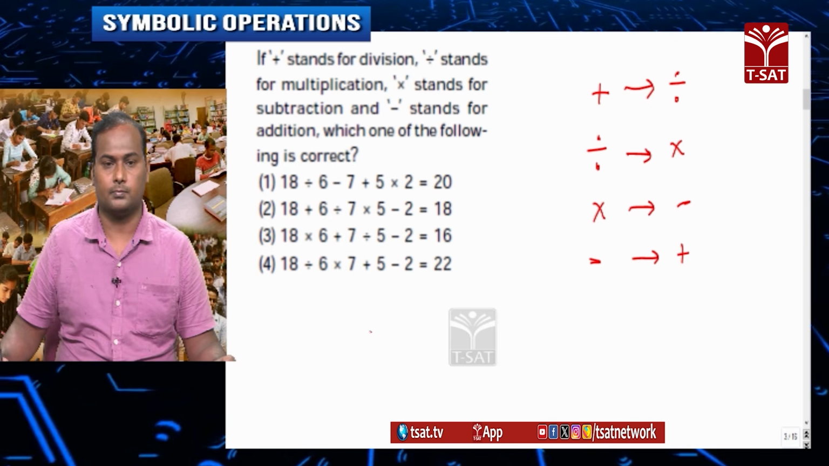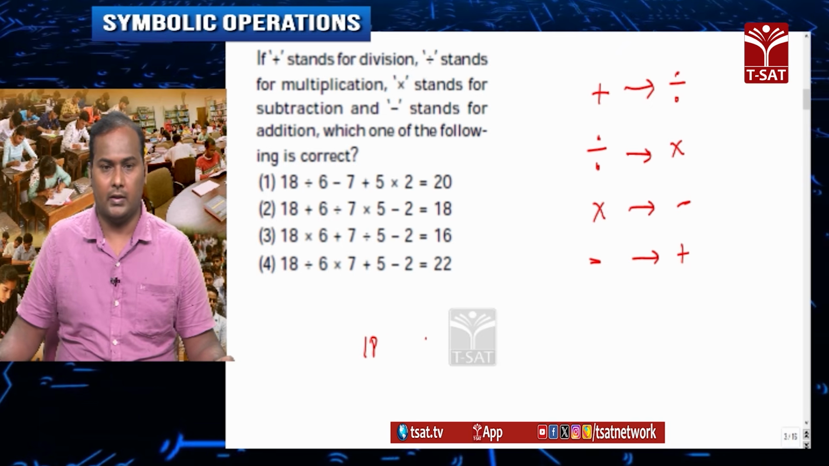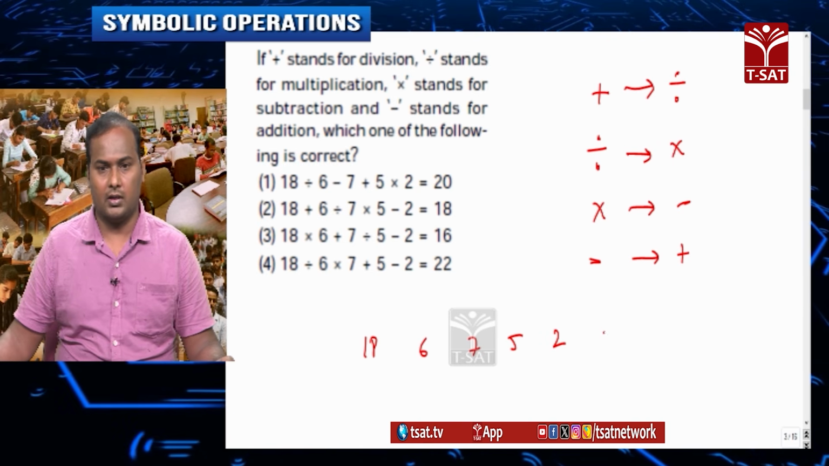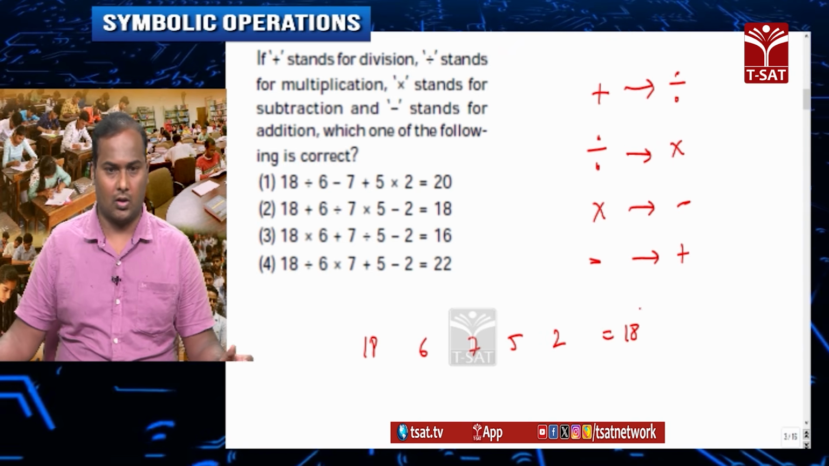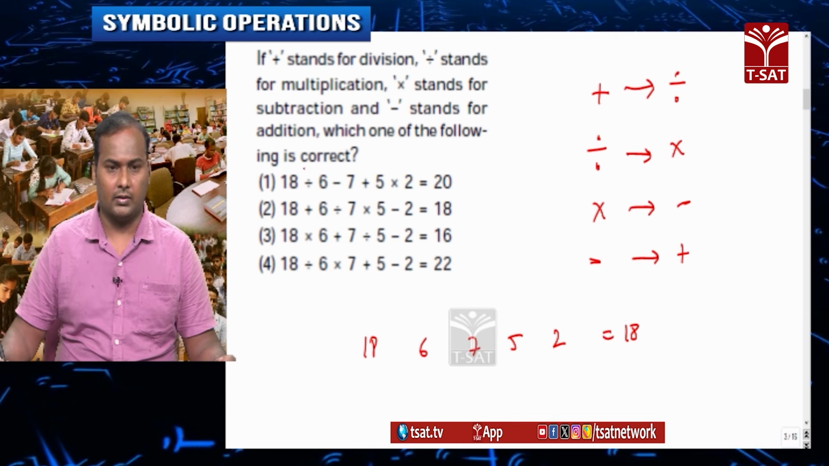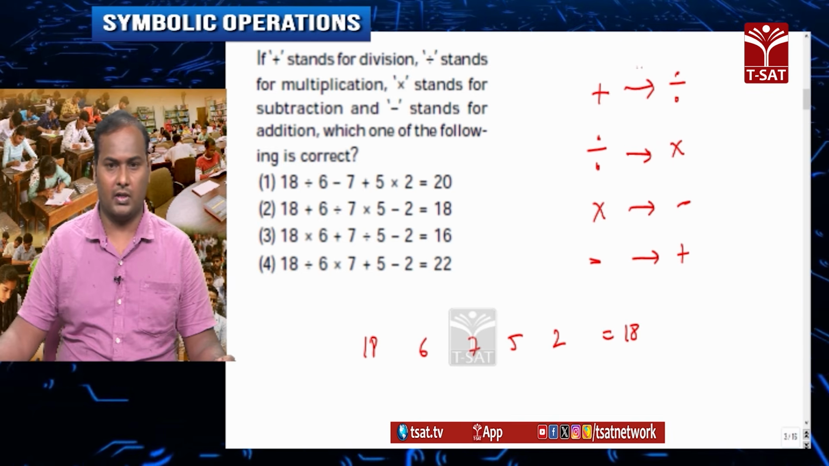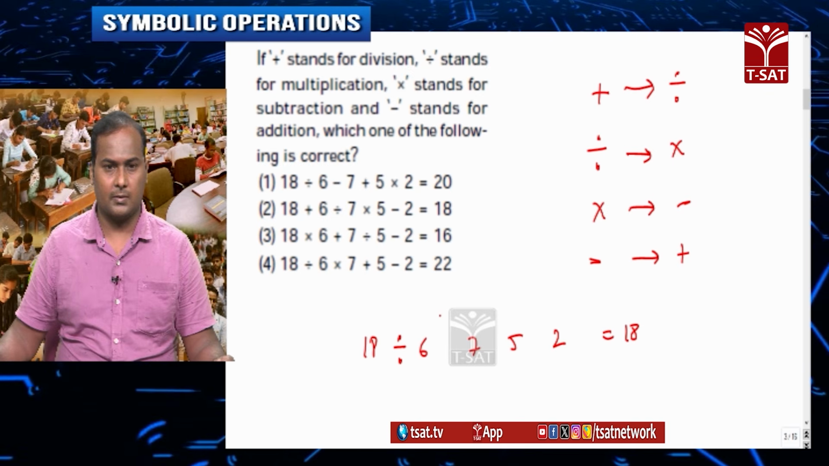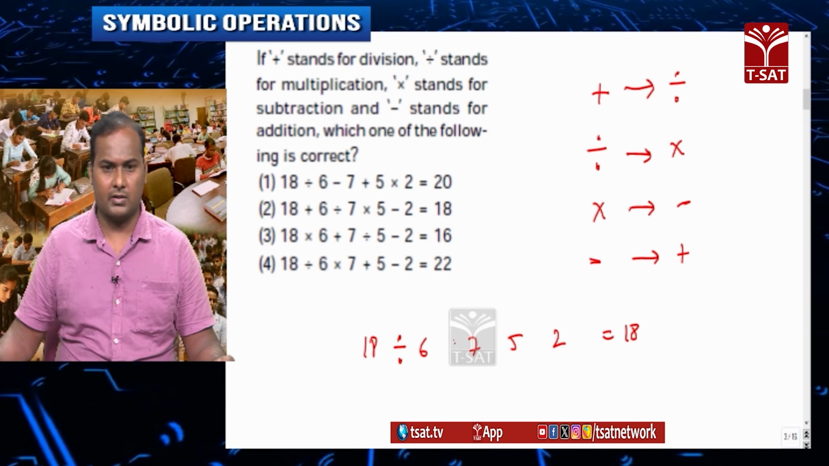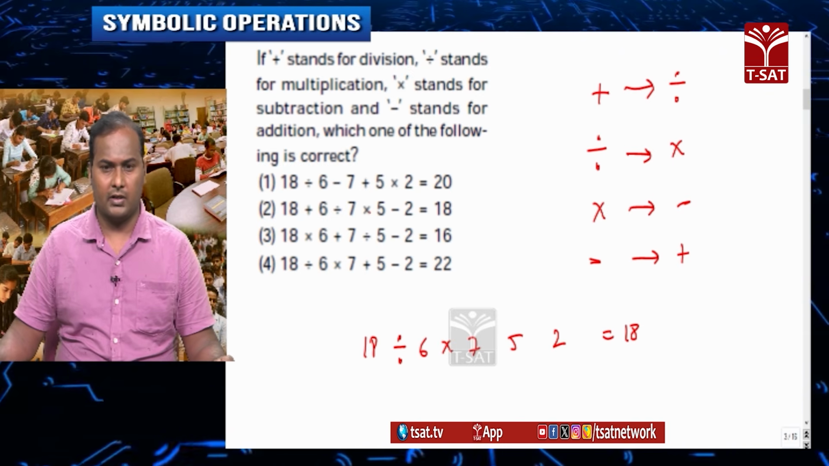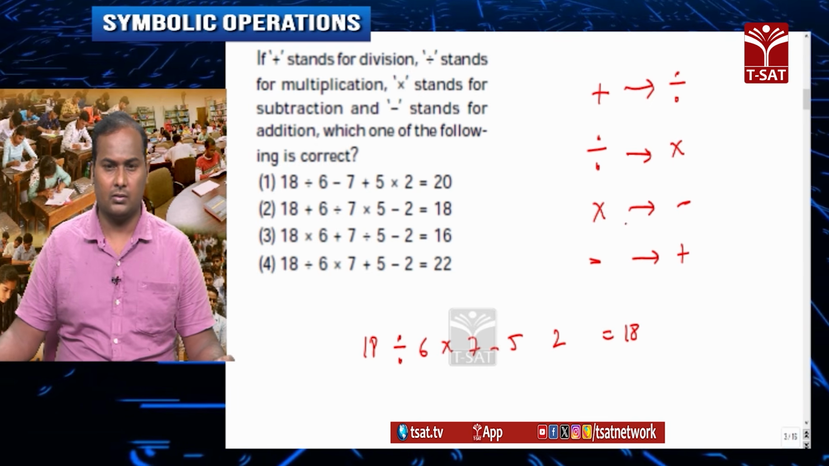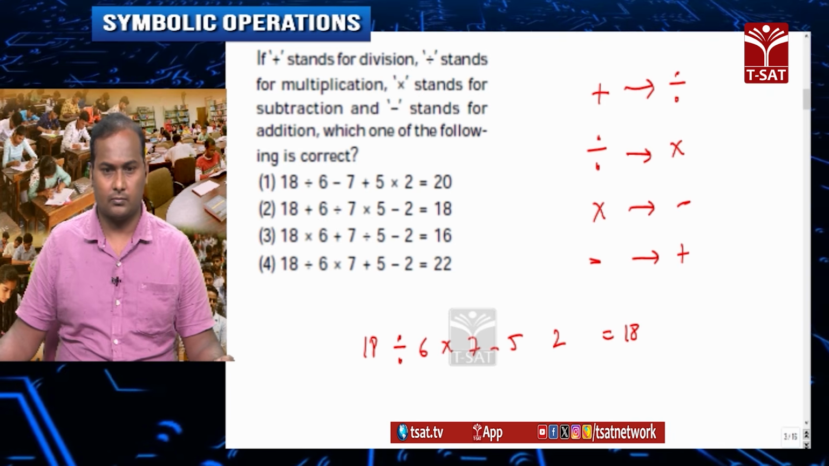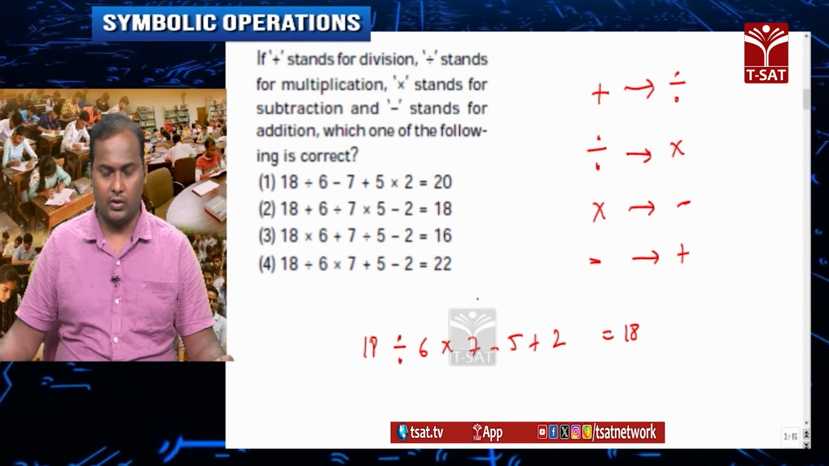Now, come to option 2. In option 2 also, 18, 6, 7, 5, 2. Now, you need to find out whether it is equal to 20 or not. So, now see the symbol here. The symbol here is plus. In the place of plus, you have to go with division. Now here we have the symbol of division, and division means again multiplication. Again here multiplication, multiplication means subtraction. Again you have subtraction, subtraction means addition. Now, you need to check whether it is equal to 20 or not.